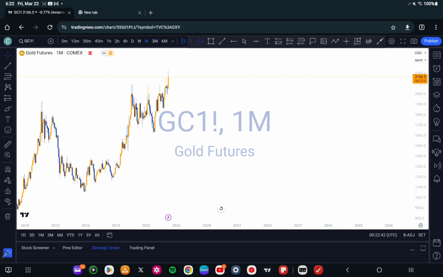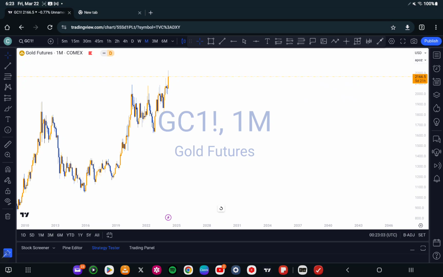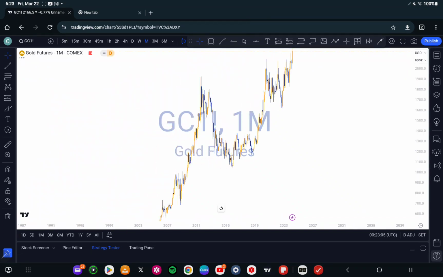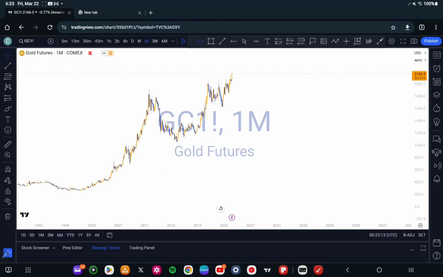So let's analyze futures using the Fibonacci trading strategy. Let's do it just to give you an example. So this is gold futures. Just so you know, I like to do top down analysis, right? You can also draw your trend line.